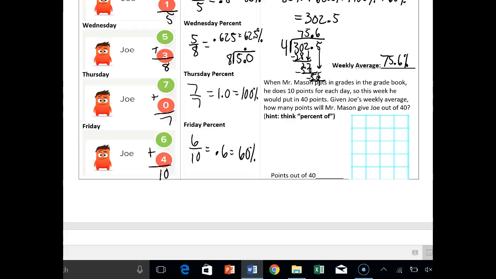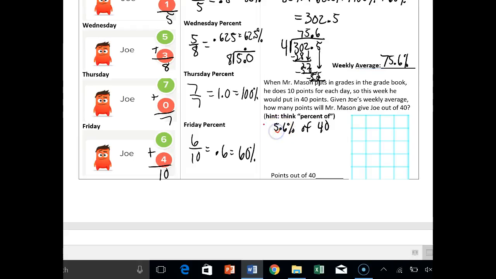So when Mr. Mason puts in the grades in the grade book, he does it out of 10 points for everything. So 10 points for each day. So this week, he would put in 40 points. So given Joe's weekly average, how many points will Mr. Mason give Joe out of 40? Think hint percent of. So think about it. I have 40. What is, and we're asking what's 75.6% of 40. So first of all, we need to change this into a decimal.